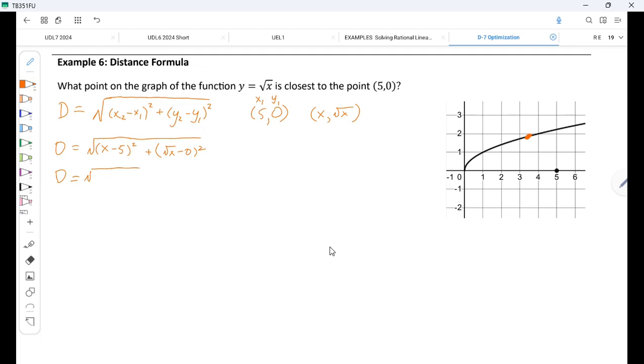We do have to FOIL the x minus 5 squared, so that's going to be x squared minus 10x plus 25. And then we have the square root of x squared, so that's just going to be a plus x. So we end up with our distance formula being the square root of x squared minus 9x plus 25.